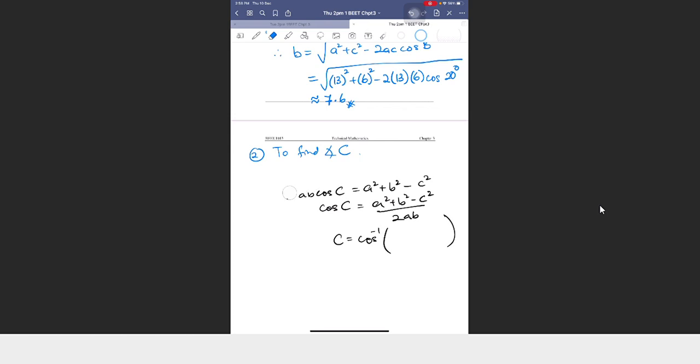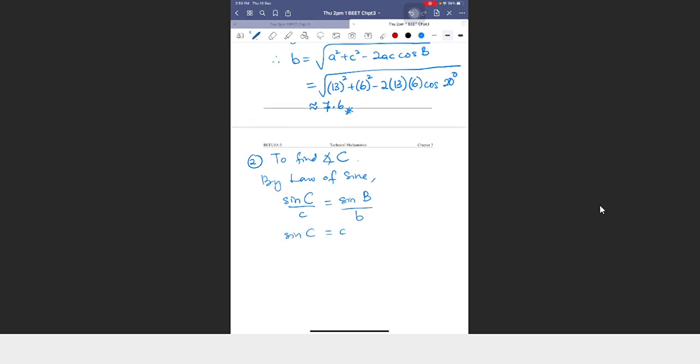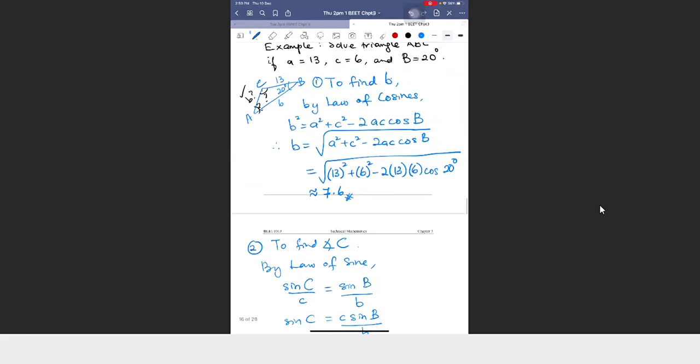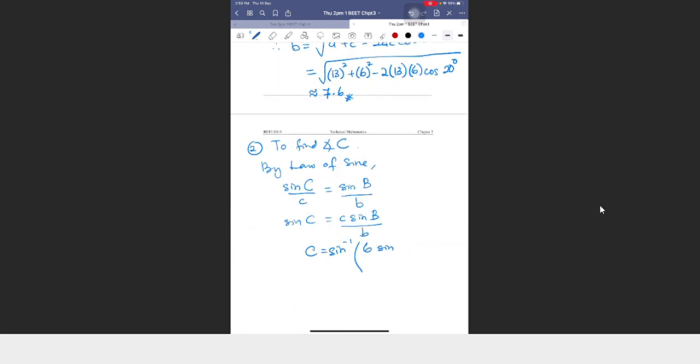But if I want to use the law of sine, then I can establish my law like this: sine C over C equals sine B over B. Then sine C equals C sine B over B. In other words, if I want to find C, then it will be sine inverse of C, which is 6, times sine 20 degrees, over small b, which I just found, 7.6. Then I can just use my calculator straight away.